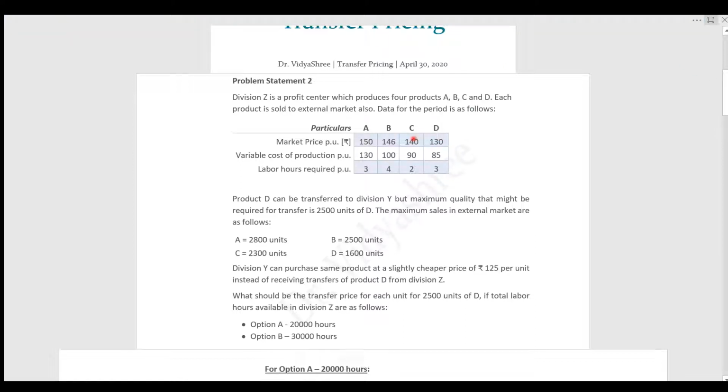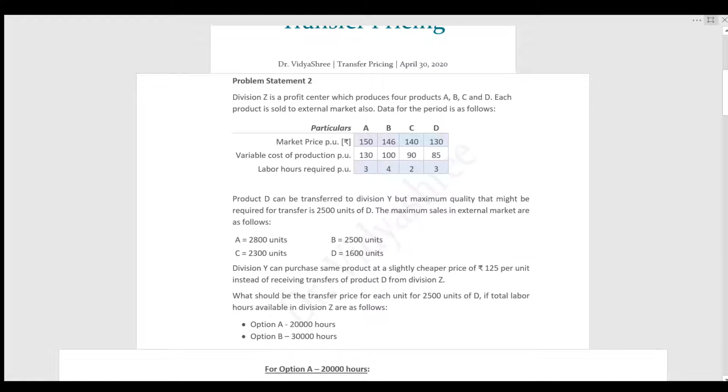Well, there are 4 products, that is A, B, C and D, and the data per unit is given. That is, market price, nothing but the selling price per unit, variable cost per unit, and the labor hours required to produce the products are given.